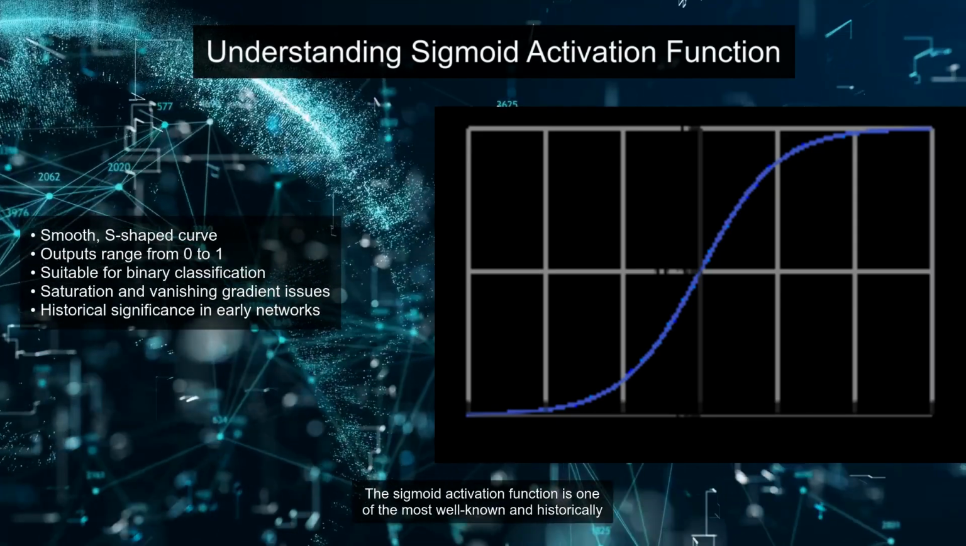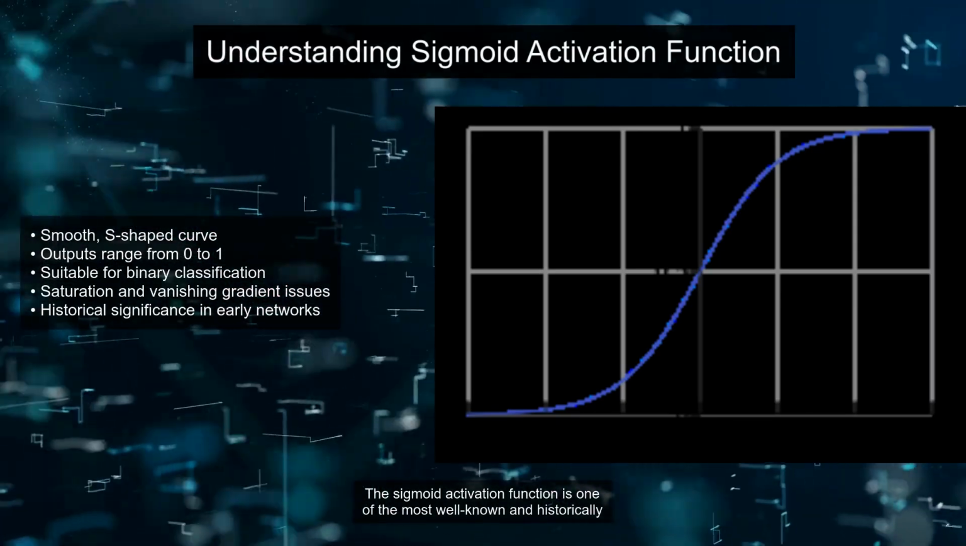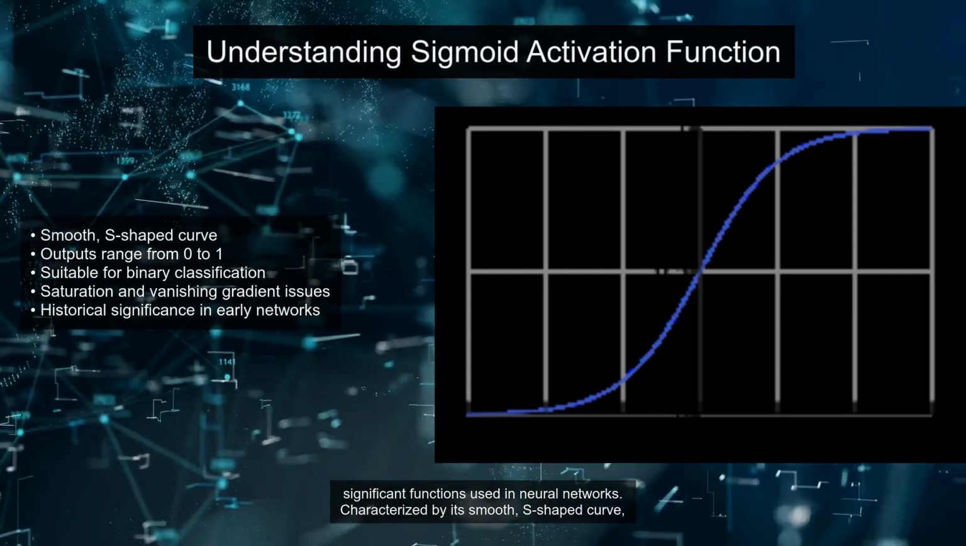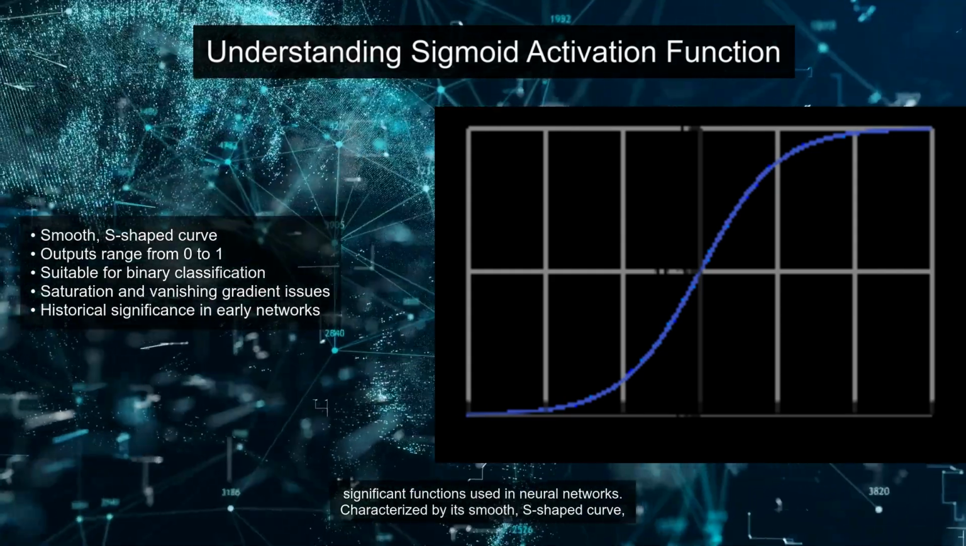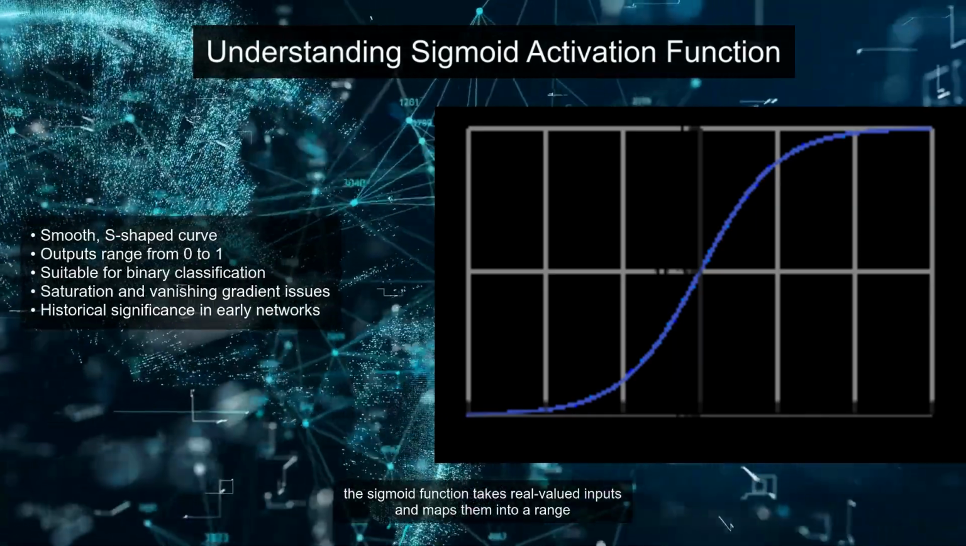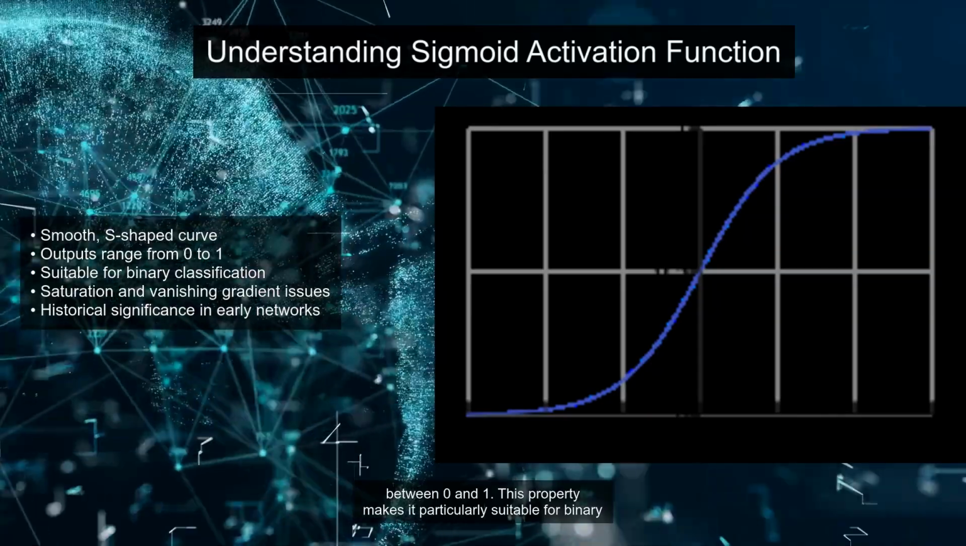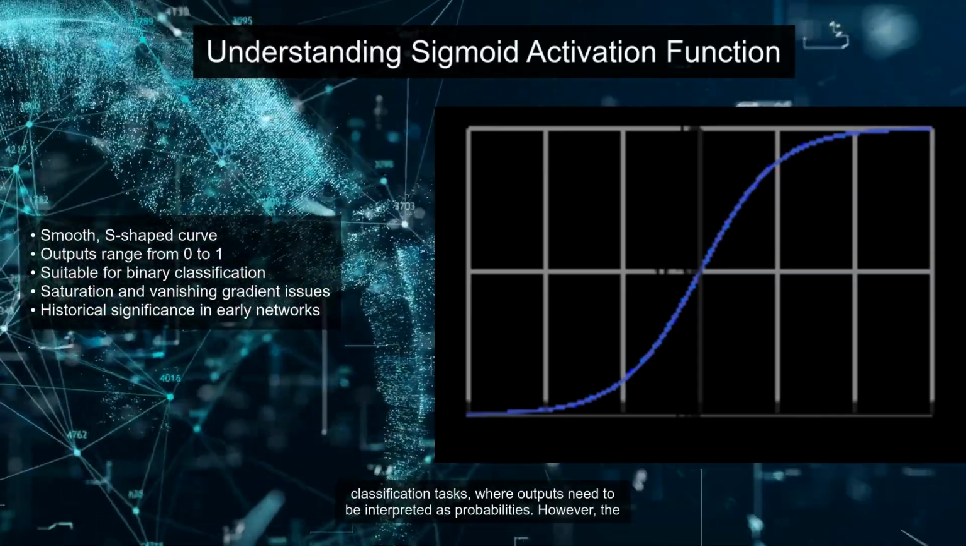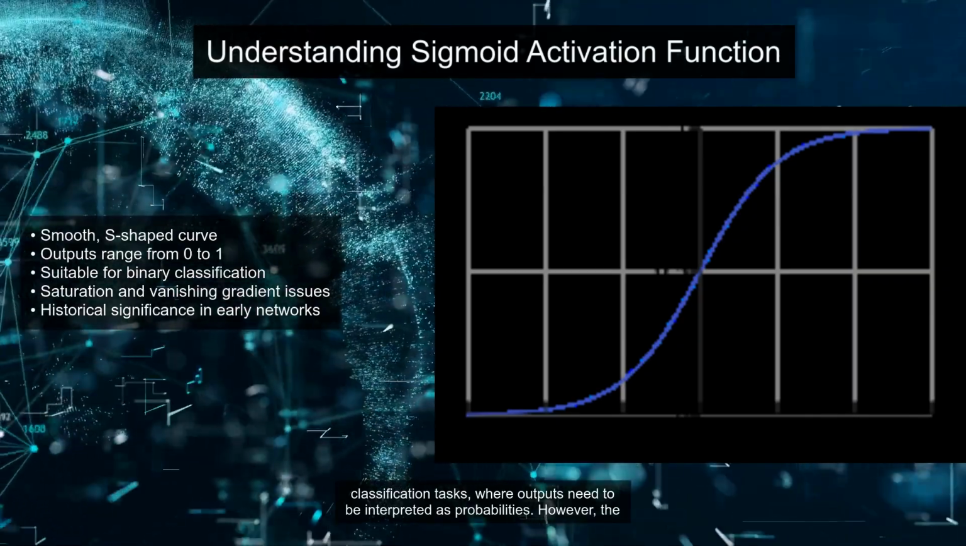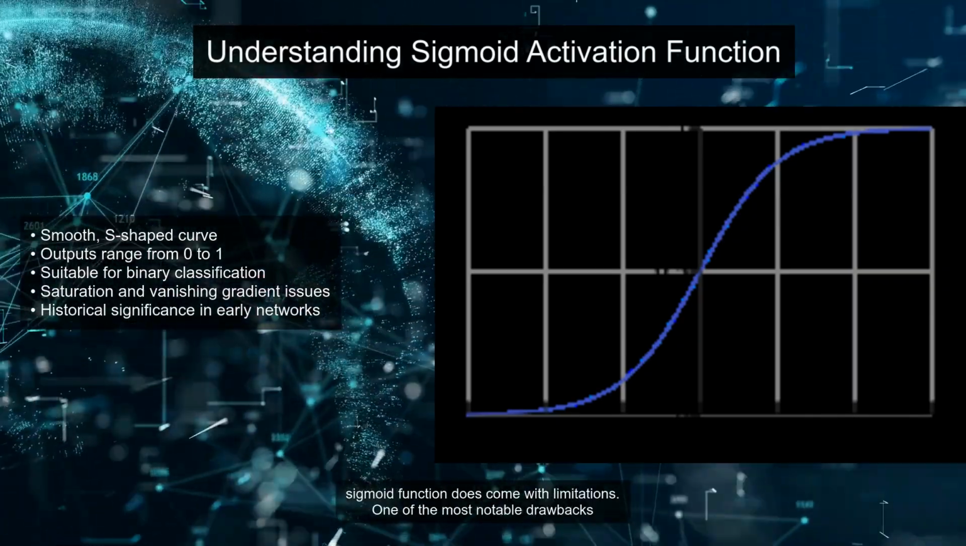The sigmoid activation function is one of the most well-known and historically significant functions used in neural networks. Characterized by its smooth, S-shaped curve, the sigmoid function takes real-valued inputs and maps them into a range between 0 and 1. This property makes it particularly suitable for binary classification tasks, where outputs need to be interpreted as probabilities.